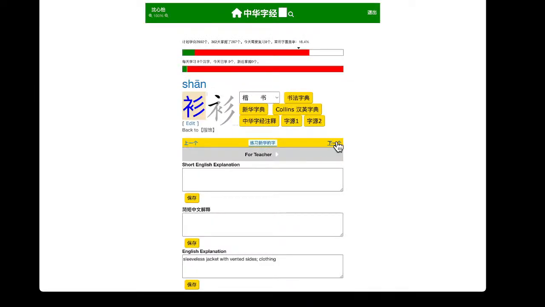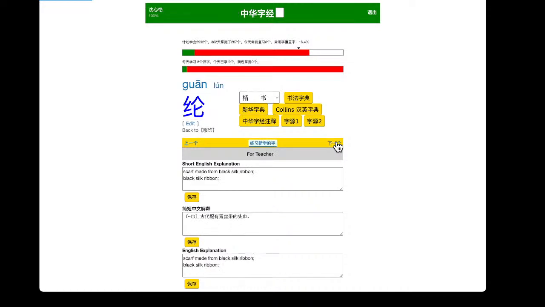When you wear this, it's usually because it's hot and you like to have wind blow over, and the cloth is very thin, so the wind can't go through. That makes you feel cool and comfortable. So this is shan.